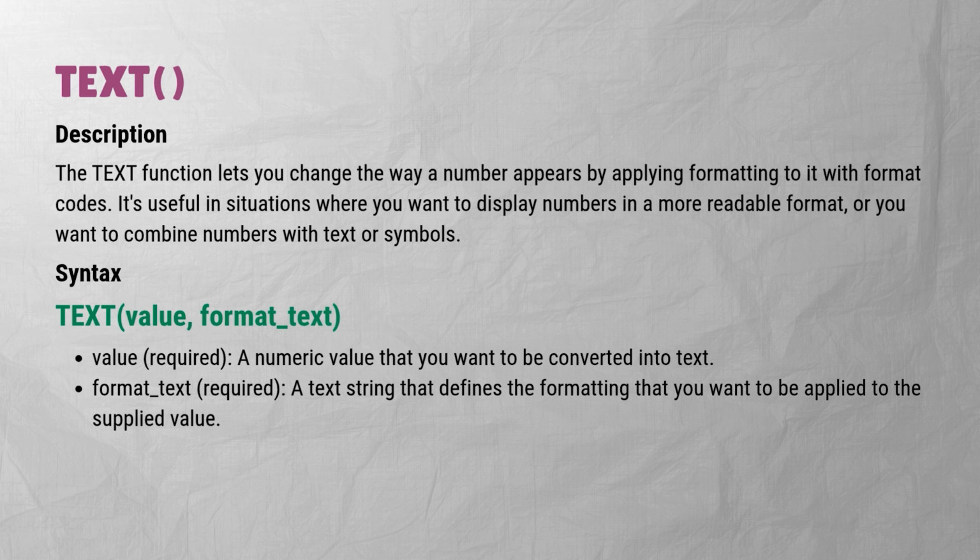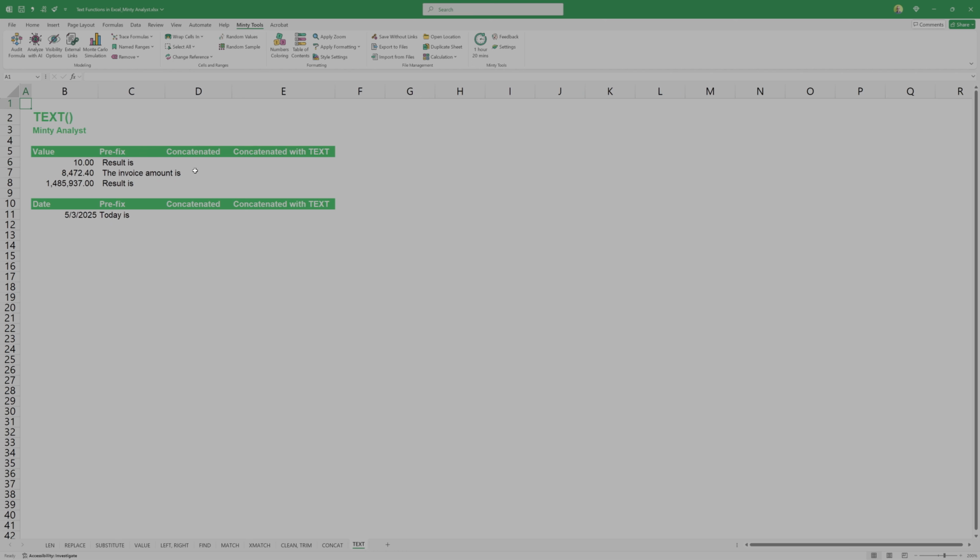And one of my favorite functions, TEXT, essentially lets us change the way a number appears by applying formatting to it with Excel's format codes. Keep in mind that when we say value, this also applies to dates because dates are stored as numbers in Excel. So it's a pretty powerful function that's really useful, especially when we are concatenating, and we're going to look into that. It takes two parameters, both required: the value, which is the numeric value that we want to convert to text, and the format text.